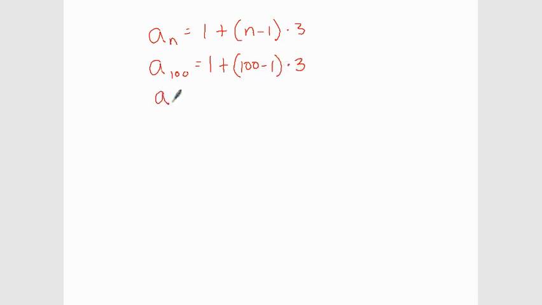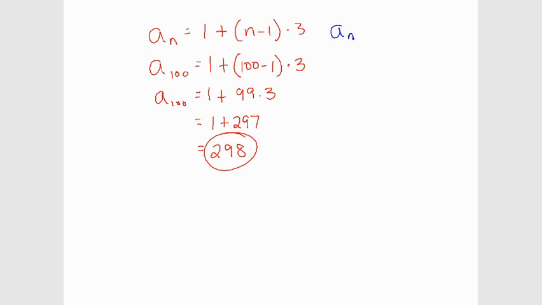I get a sub 100 equals 1 plus, so I get 99 here, times 3, and then I just have to make sure I obey my order of operations. 99 times 3, well, that would be 300 minus 3 would be 297, so 1 plus 297 is 298. I wouldn't have to follow the pattern of 1, 4, 7, so forth and so on to get to the 100th term. Let's go ahead and take it up a notch.